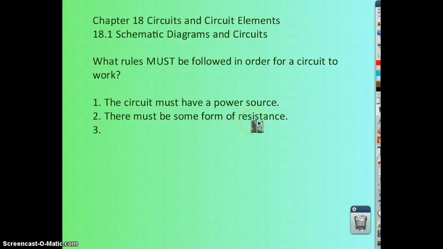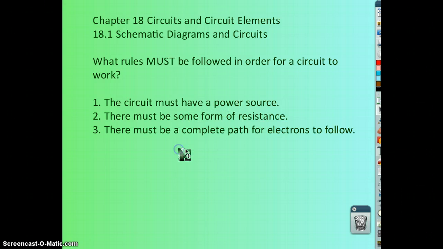Number 2, there must be some form of resistance. If there's no resistance, you really don't have a circuit. And a resistance can be something as simple as a light bulb. It could be a light bulb, it could be an LED, it could be a toaster. It's just whatever is utilizing the electricity. And I must correct myself here. Power source. And when I say power source, I'm using the very common way of speaking, not P power. Okay, sorry.